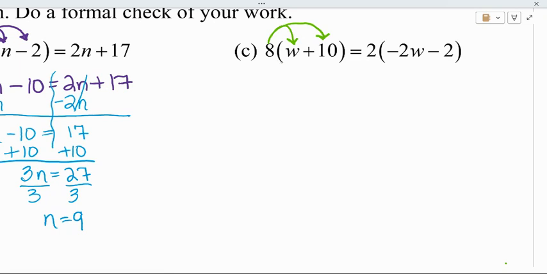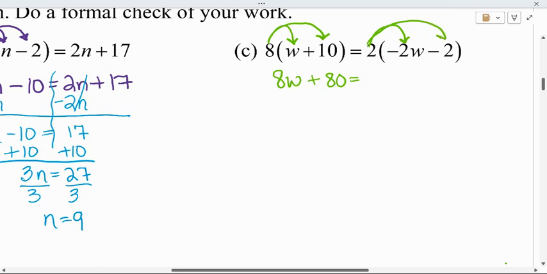Well, hang on. So what is 8 times W? Okay. And what is 8 times 10? Okay. And then what are you going to do on the other side? Yeah, we have to distribute again. What is 2 times negative 2W? Negative 4W. And 2 times negative 2 is?